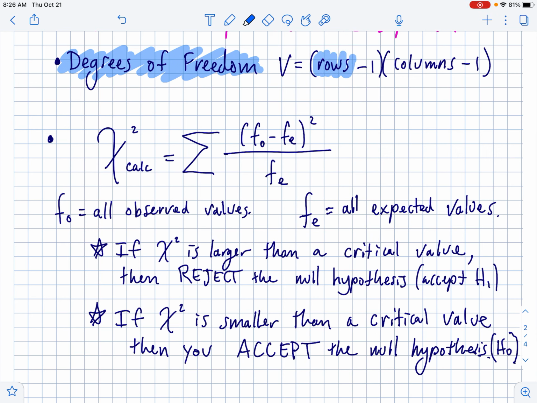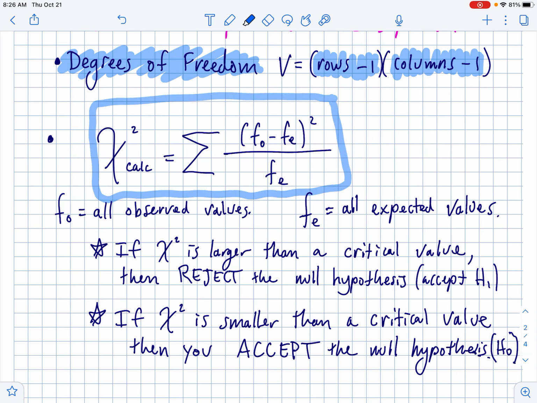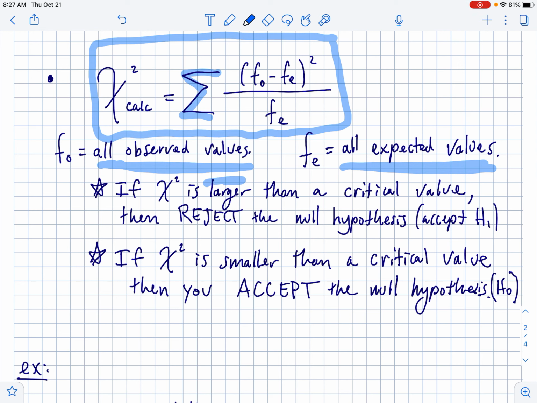To be able to calculate chi-squared, we're going to need degrees of freedom. Degrees of freedom is a pretty easy formula. It's just the number of rows in your table minus one, times the number of columns in your table minus one. The actual way to calculate chi-squared is with this formula right here. You're going to add together, that's what the sigma is, all the O minus E squared divided by E. Now, what are O and E? O is all of the observed values, your initial data. And E is all the expected values. I'll teach you how to find expected values as well.